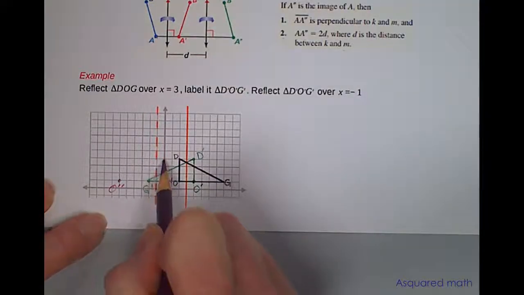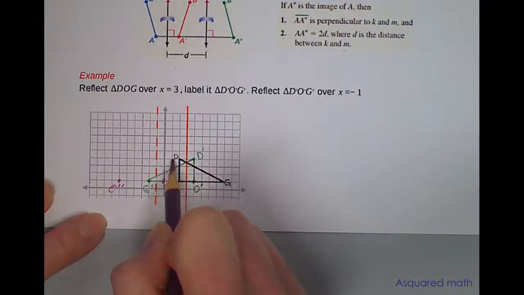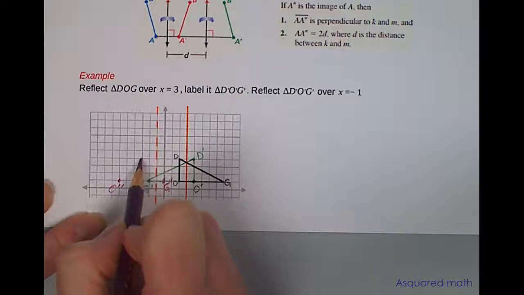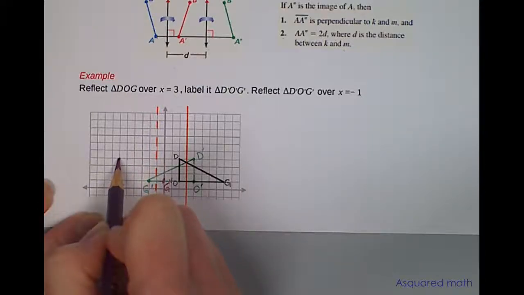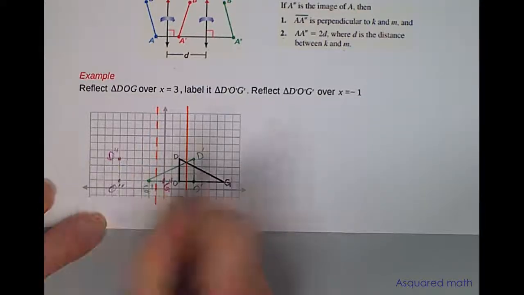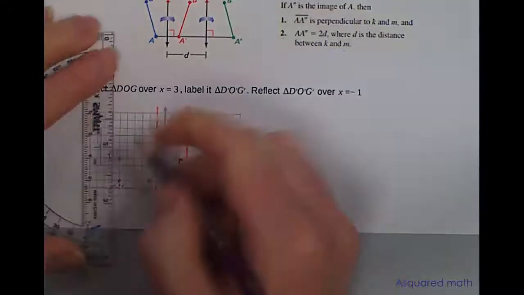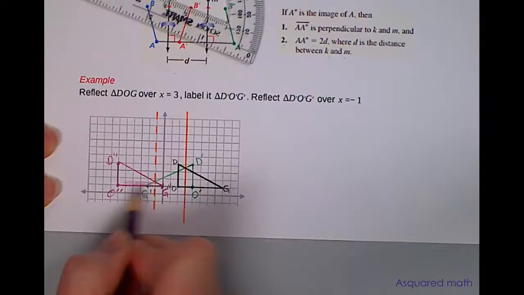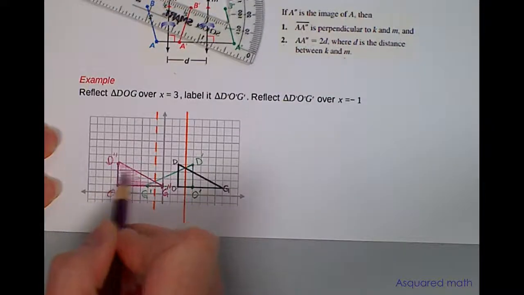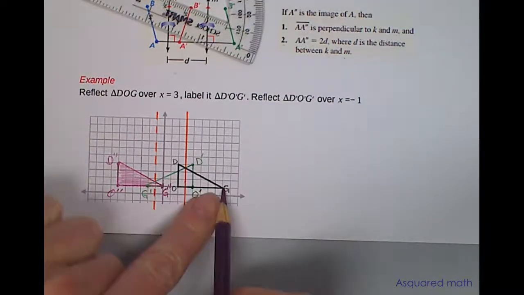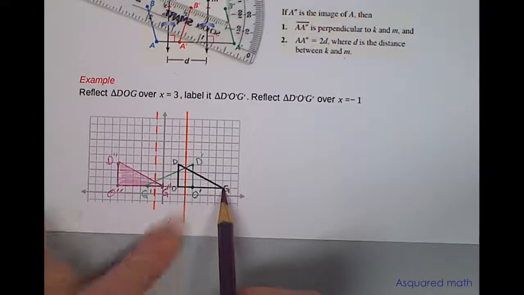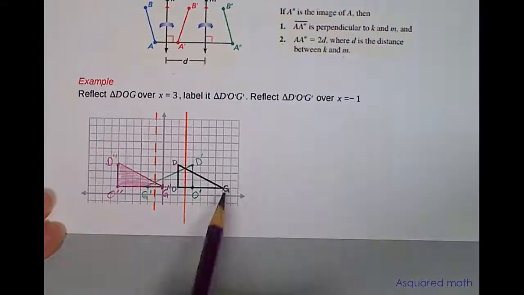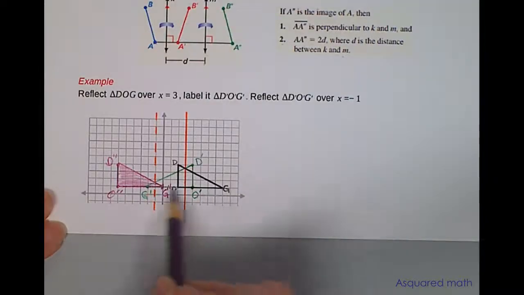Now we need to calculate D prime, 1, 2, 3, 4, 5 on the right, so let's go 1, 2, 3, 4, 5 to the left. Mark it D double prime. Connect our points. And this is our final figure, this purple one here. You can see that it is in the same orientation as our original figure. It's just over to the left, so it is translated to the left.